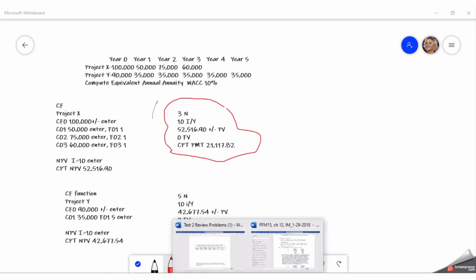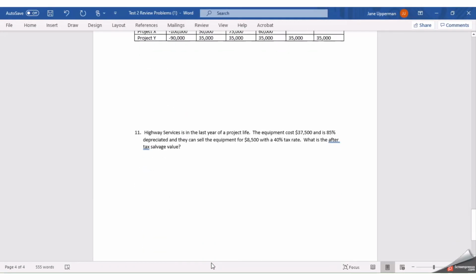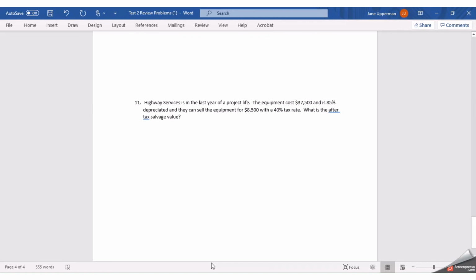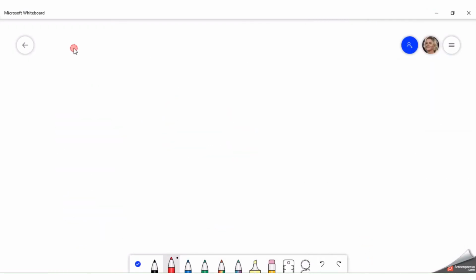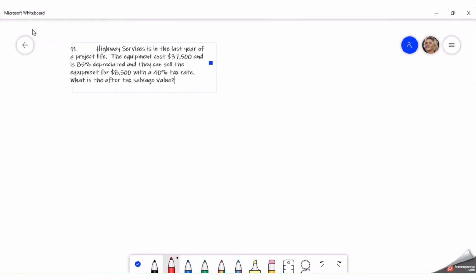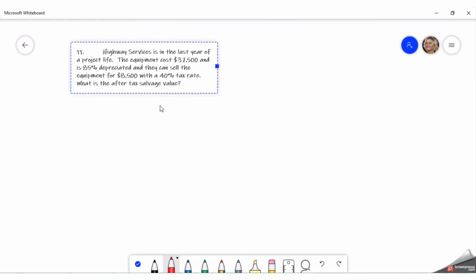Okay, then we have one last one for chapter 12. So we come down and let me copy this out, and then come over here and we'll clear this canvas, and then we will pop it in right there. Okay, so Highway Services is in the last year of a project life. The equipment cost is $37,500. It's 85% depreciated. They can sell the equipment for $8,500 with a 40% tax rate. So what is the after-tax salvage value?